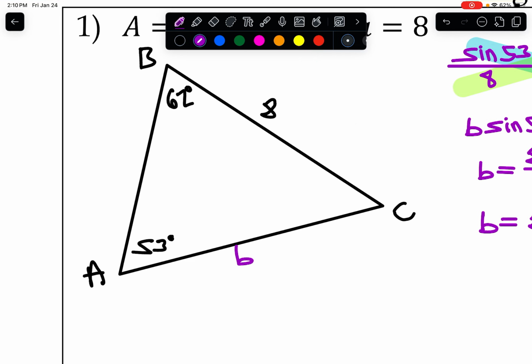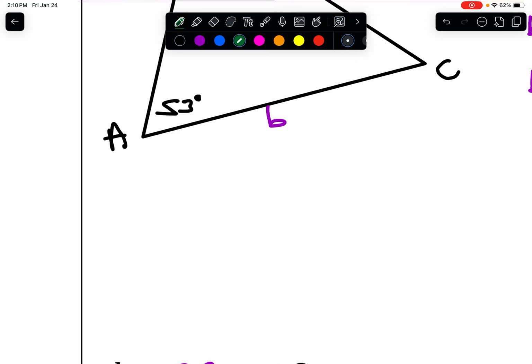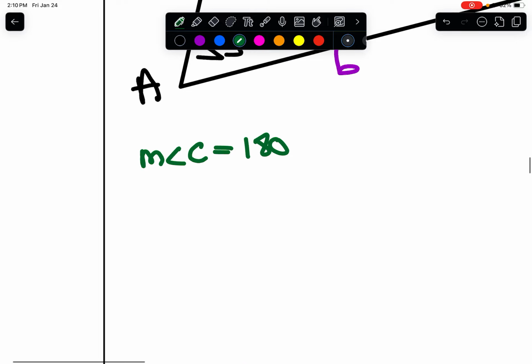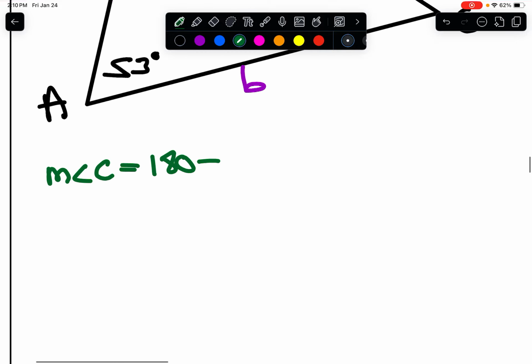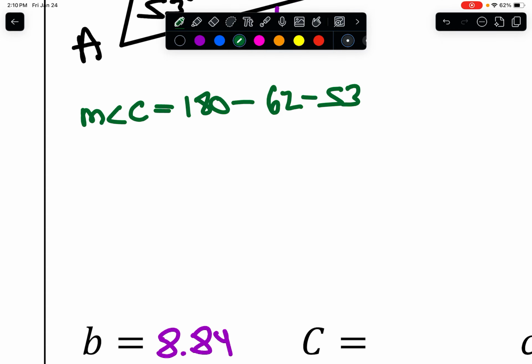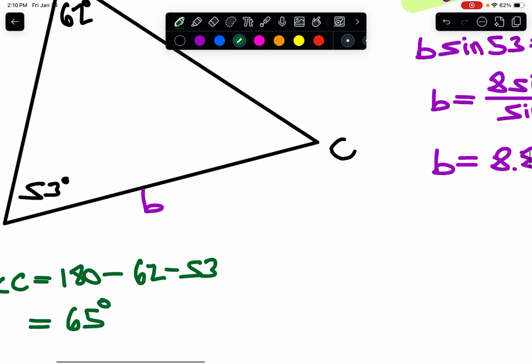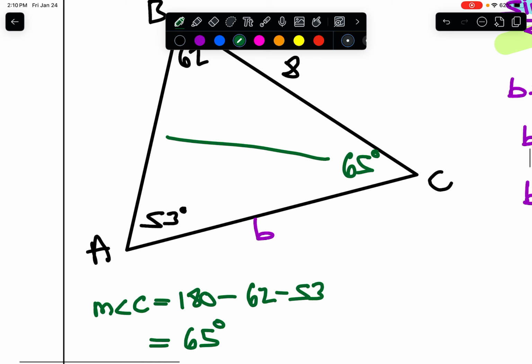All right, now I'm ready to move over to C. Over here, I can find that missing angle. To find angle C, you can do 180 degrees in that triangle, and then subtract the other 2 angles. So 180 minus 62 minus 53 should give you about 65 degrees. Yes. Then you'll write this over here off to the side. Now that I have this 65 degrees right here, you can label it if you want to, you don't have to. But now that lets me find side C.